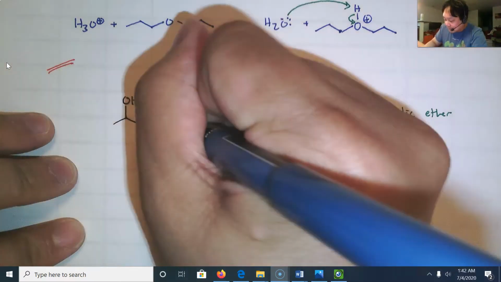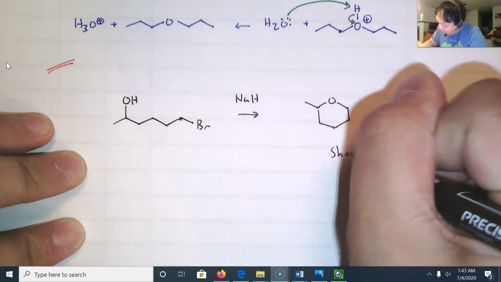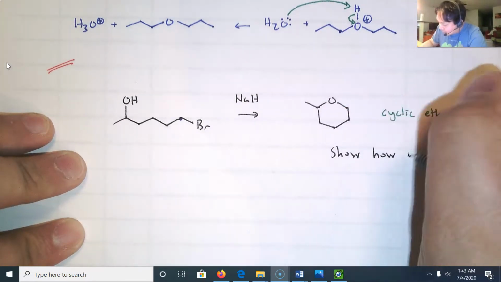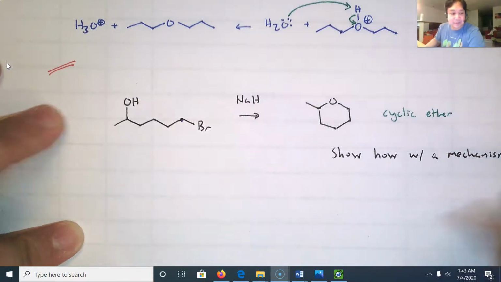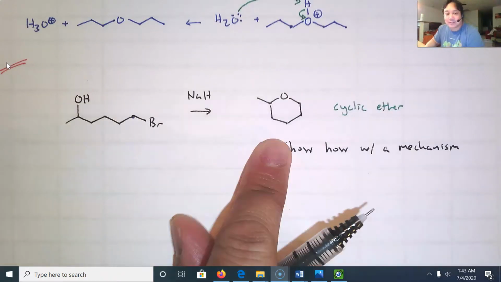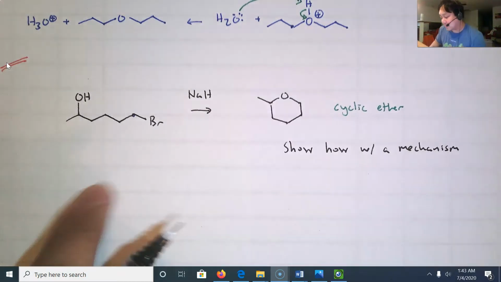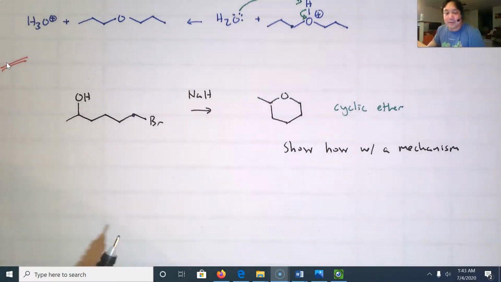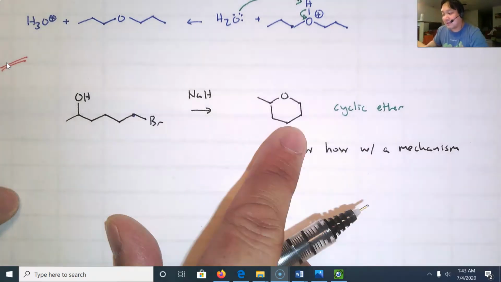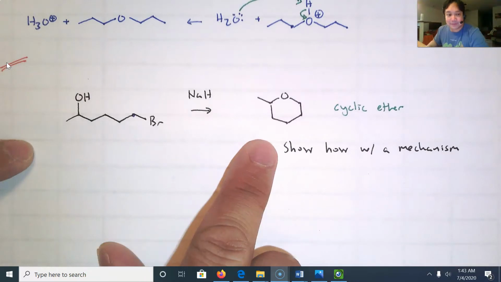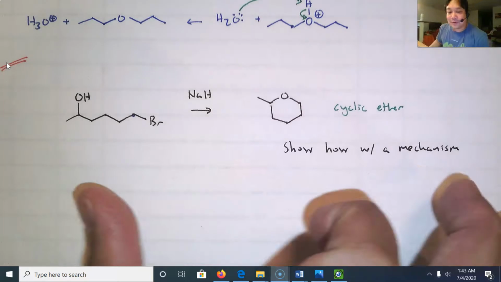So my task is: show how, with a mechanism. I'm saying that this is the product when we do this in lab, but I want to know how it happens. Maybe this is a little bit unexpected. So it would be our job to propose a mechanism to see if it's reasonable that this is the product. I will actually let you do that on your own.